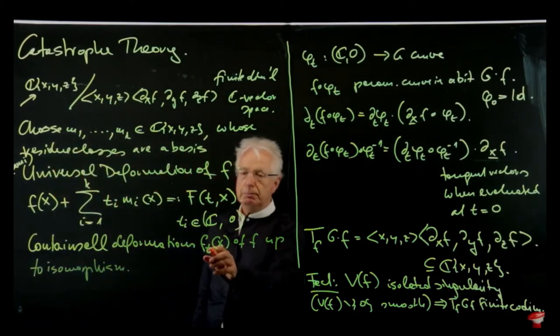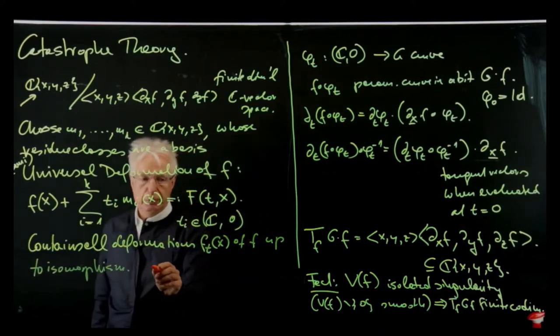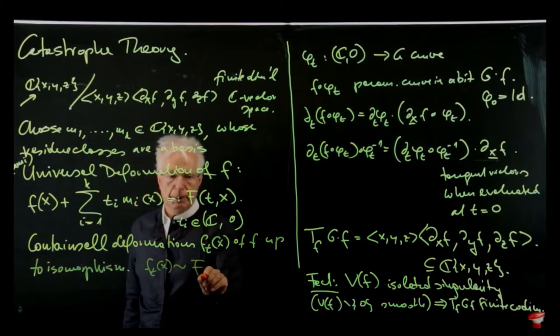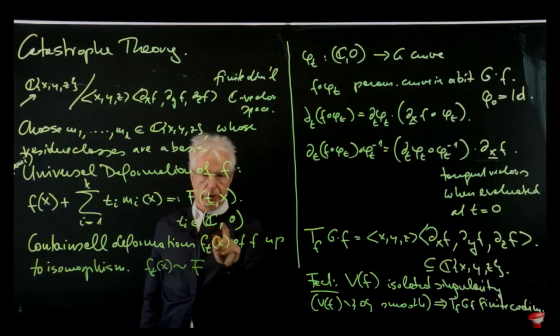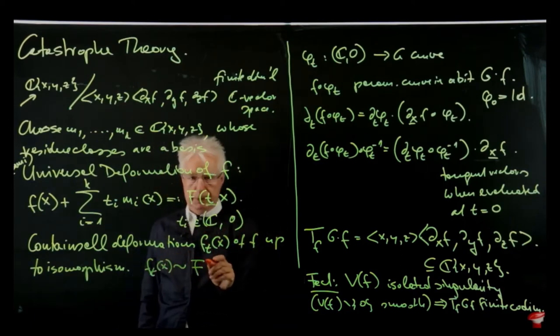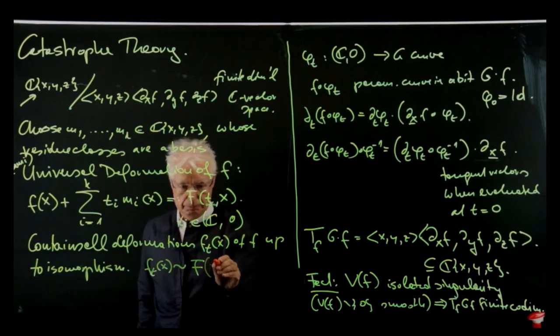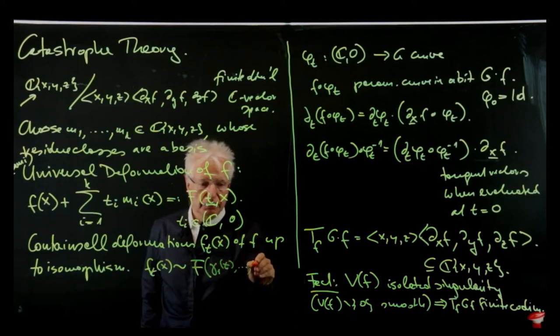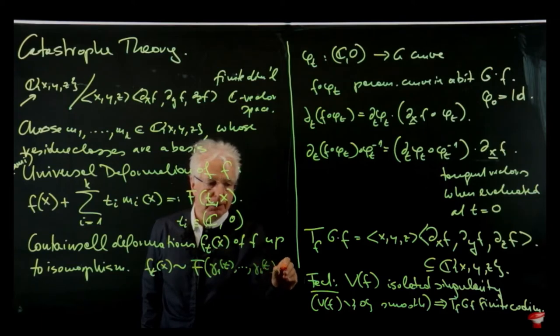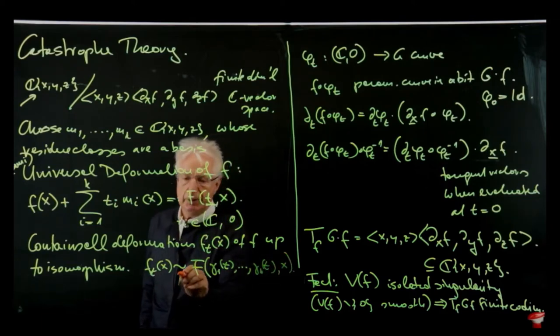If you just have one parameter t, you take, for instance, f_t of x, this will be equivalent to capital F. So here I should write t underline. So t underline is a vector, but t is just one parameter. And what you do, you take here gamma_1 of t, you substitute your variables t_1 up to t_k by functions in the one parameter t and x. Okay, this tilde means isomorphic.